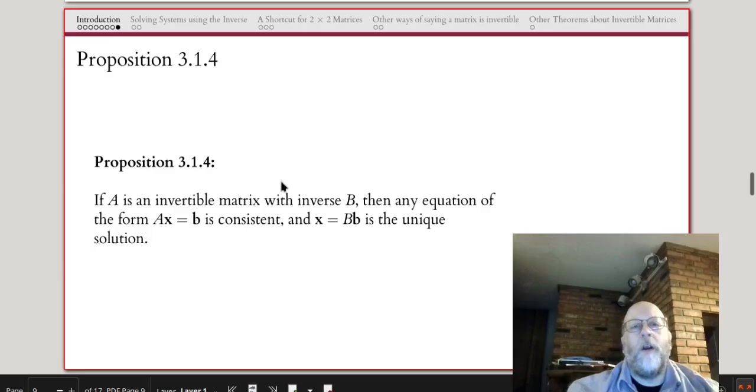Proposition 1.4 says that if we have an invertible matrix, then any equation of this form is consistent. And we know that because the other proposition says we have a leading entry in every row. That means there can't be a leading entry in the augmented column. And so the system has to be consistent. And the solution we'll find by multiplying both sides of the equation by A inverse, and the A inverse and the A will cancel because they're inverses of each other. And so we'll get x is equal to A inverse times b.